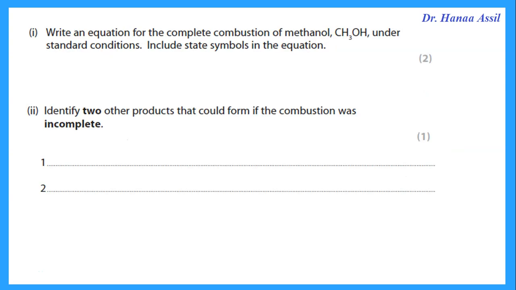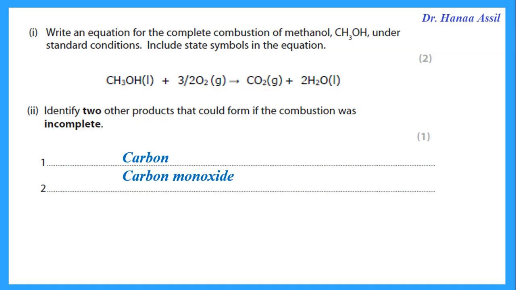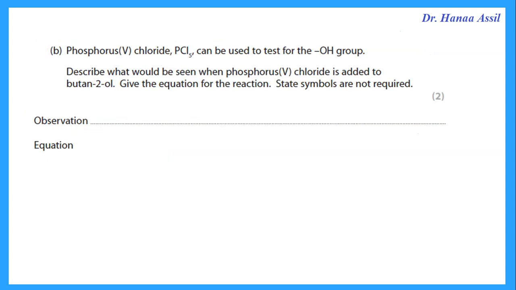Write an equation for complete combustion of methanol. Under standard conditions, complete combustion is carbon dioxide and water. Identify 2 other products that could form if the combustion is incomplete. We said, what are the products when combustion is incomplete? This could be, we said, carbon monoxide, yes, and please remember, we can also form carbon.